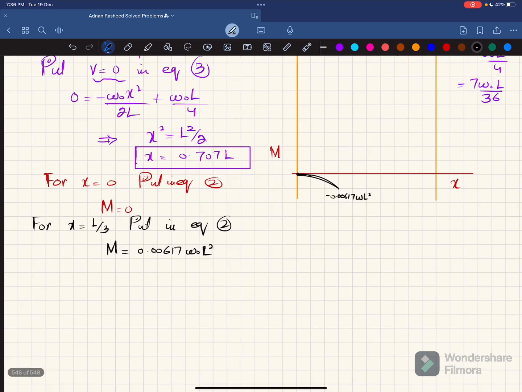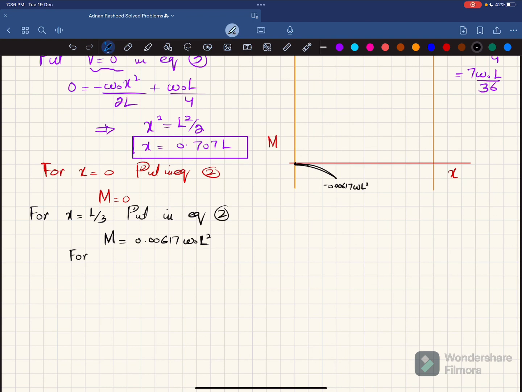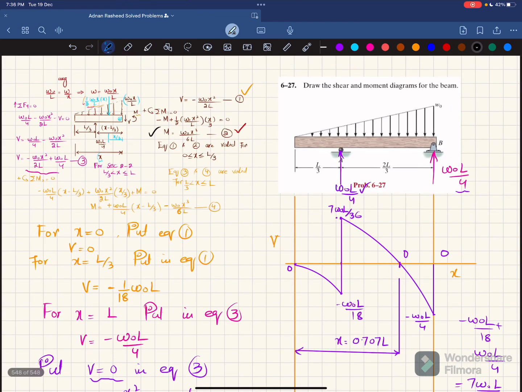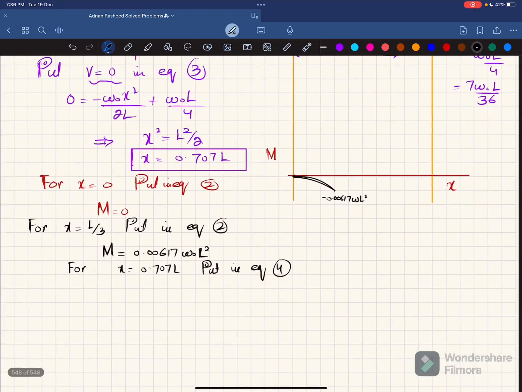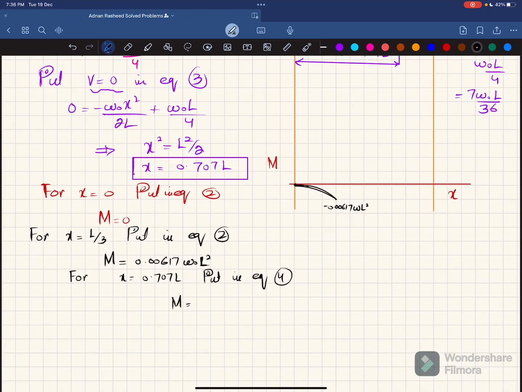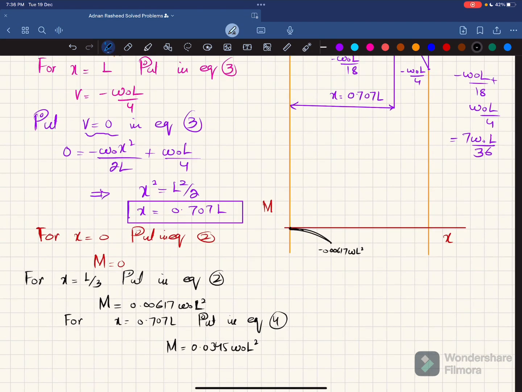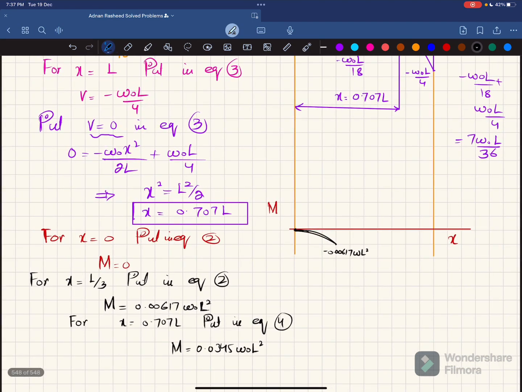Okay. Now for x equal to 0.707 L, put it in equation number 4. That will give you the maximum bending moment. This is your equation number 4. So if you replace x with 0.707 L, you will get the maximum moment, which will be equal to 0.0345 W naught L square. So we locate this point. Clear? And this will give you the point, it will be like this.